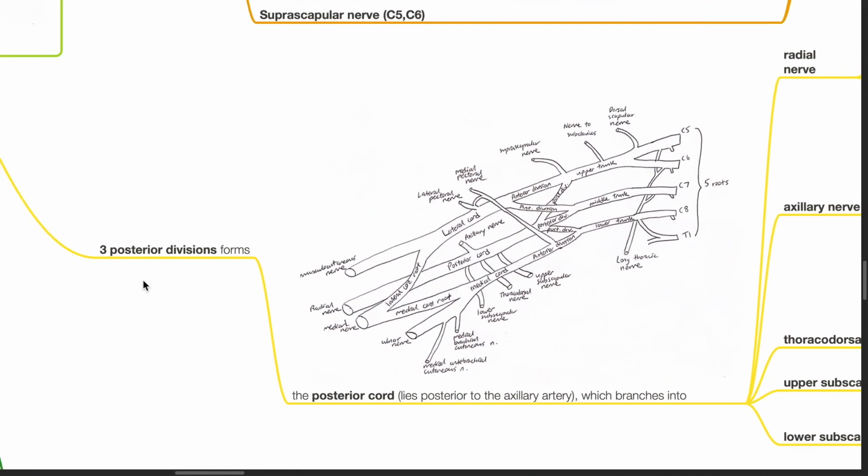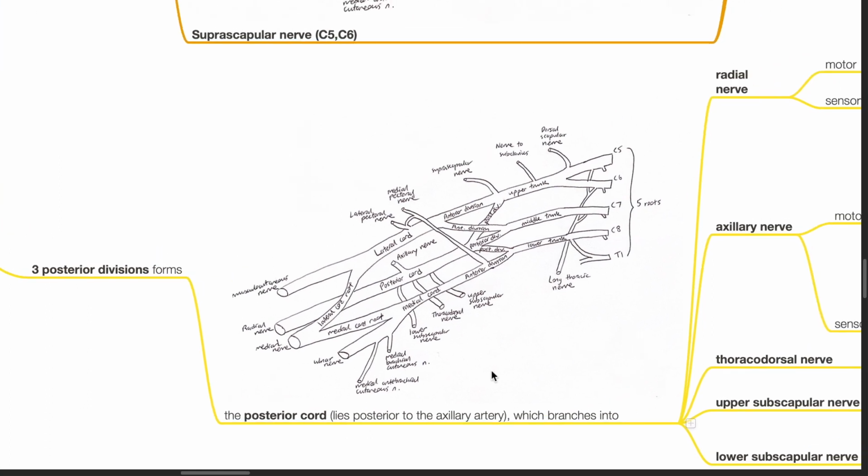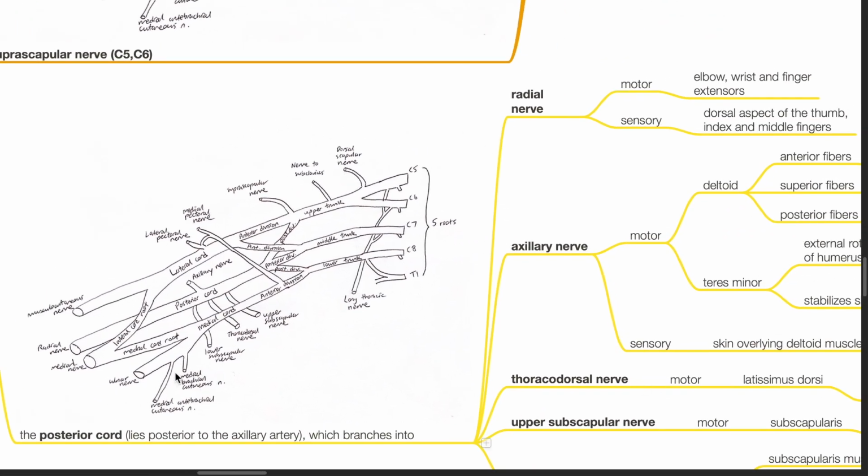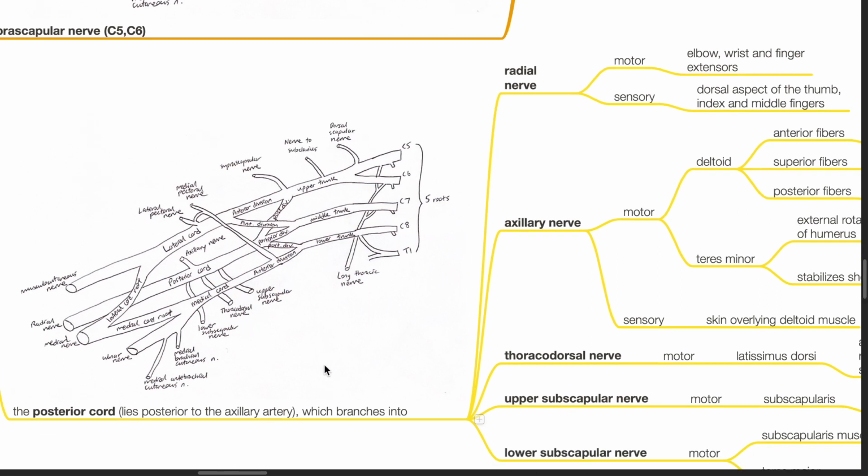The 3 posterior divisions form the posterior cord, which lies posterior to the axillary artery and branches into the radial nerve, the axillary nerve, the thoracodorsal nerve, the upper subscapular nerve, and the lower subscapular nerve.